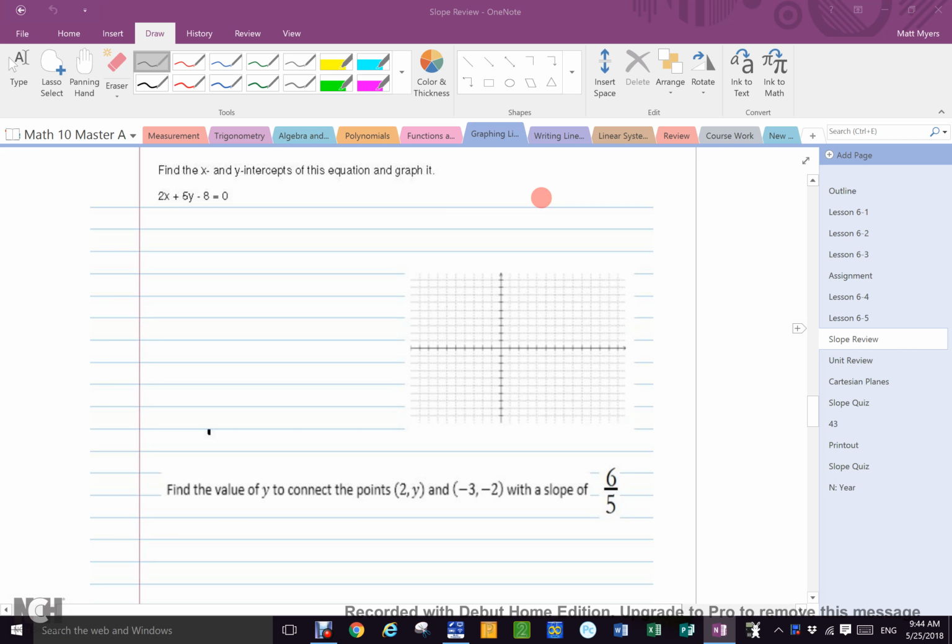This is, I believe, page 211 in your books. Alrighty, you are going to get 3 marks here: 2 for the algebra, 1 for the graph.